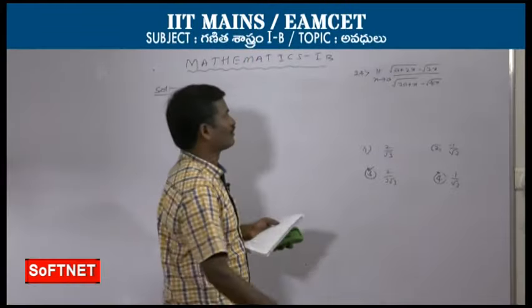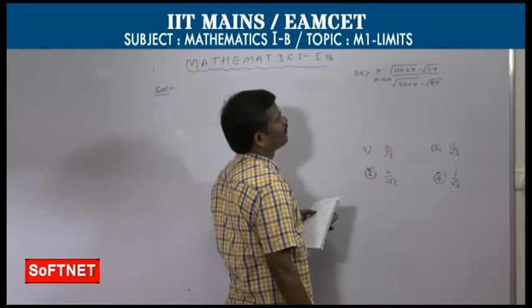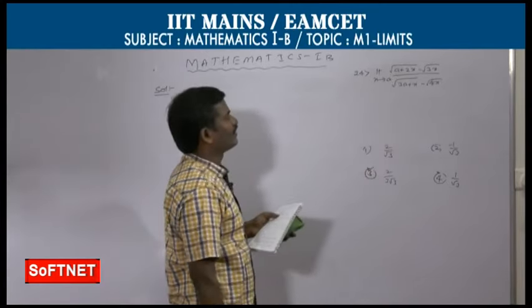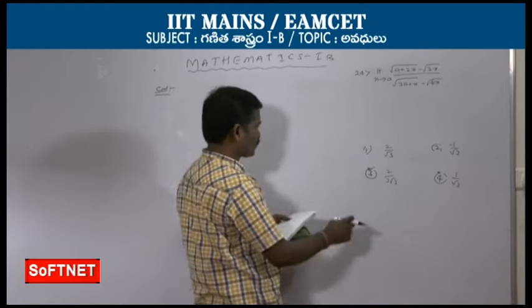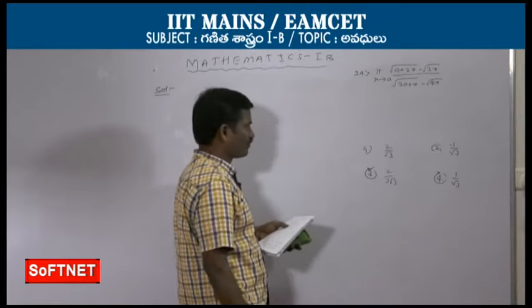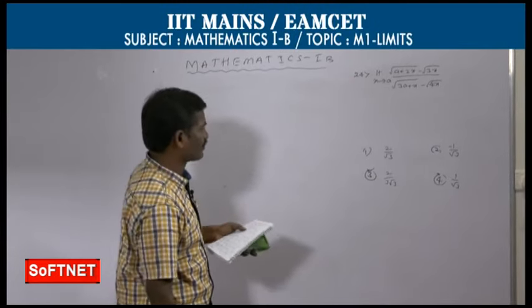Next question, 24th question. Limit x tends to a, under root of a plus 2x minus under root of 3x, by under root of 3a plus x minus under root of 4x. Options are 2 by root 3, minus 1 by root 3, third option is 2 by 3 root 3, and fourth option is 1 by root 3.